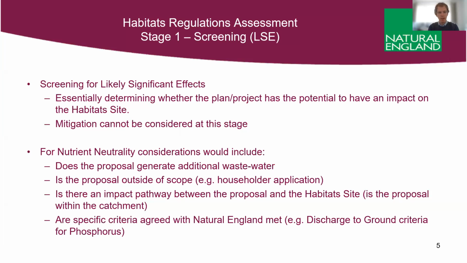You also need to consider whether there's a potential impact pathway between the proposal and the designated site. So is the proposal within the catchment? Clearly, if it's not, then again, it can be screened out with regard to nutrient neutrality. And finally, highlighting that there are some specific criteria that Natural England have set out. At the moment, this is limited to the discharge to ground criteria for phosphorus, but I've made that a slightly more general statement because there may be other locally agreed criteria that are agreed over time that would enable developments to be screened out as not likely to have a significant effect and therefore not requiring an appropriate assessment.